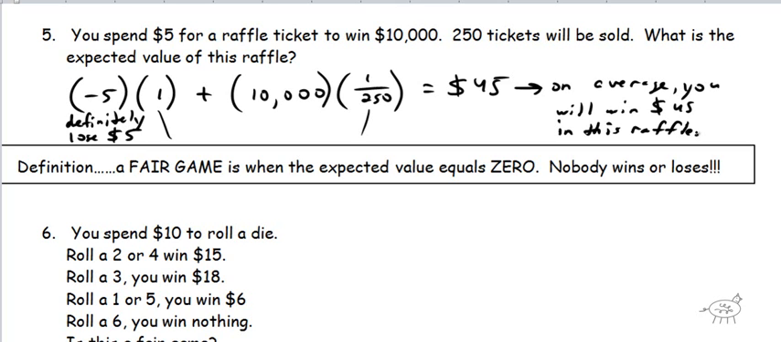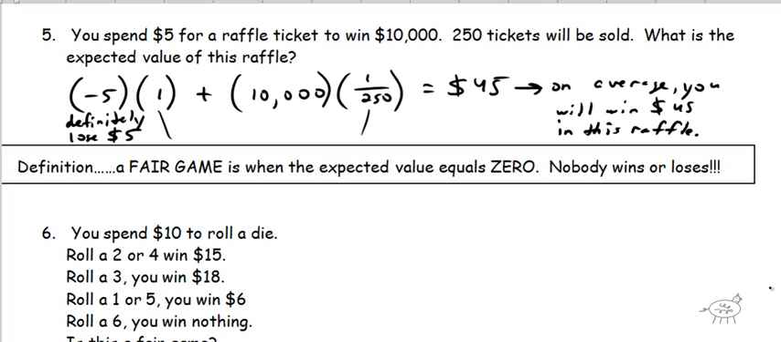So just remember, on average, you're going to win $45. It's probably a good thing to do. But you'll never win $45. You win 10 grand or nothing, and you'll probably win nothing because it's 1 out of 250. It's pretty bad. Okay, but that is what the expected value is.